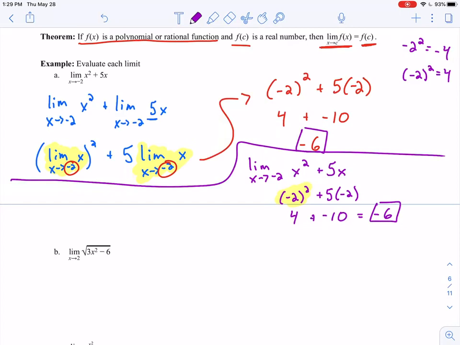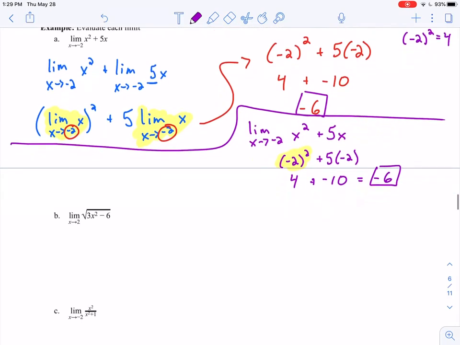So as long as when you take that value that x is approaching, plug it in, you end up with a real number, that's your limit. There are a few exceptions to that rule, but those tend to be for more complicated functions, for things like piecewise defined functions or really complicated rational functions, things like that.